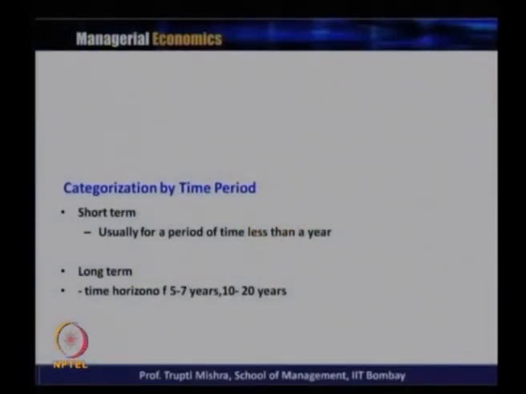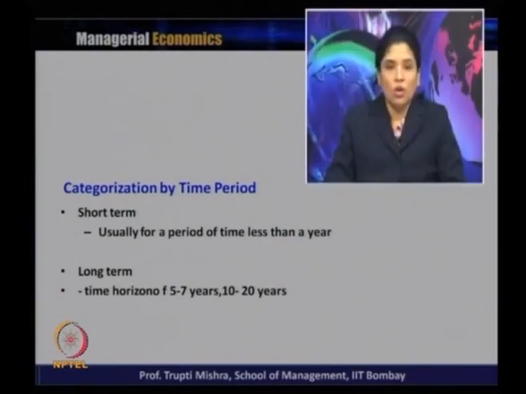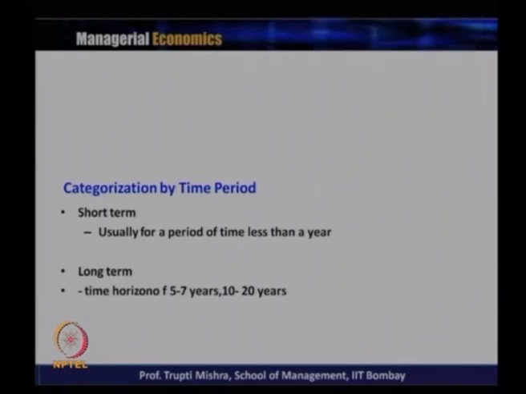Then the categorization comes in the form of the time period. There are two types of categorization, one short term and the second long term. Short term is generally forecasting for a period of time less than 1 year, and long term is a time horizon of 5 to 7 years, and it can also be extended to 10 to 20 years. With short term, the time period is less than 1 year, it never crosses more than 1 year. And for long term, we can do the forecasting for a time horizon of 5 to 7 years, and it can also be extended to 10 to 12 years.